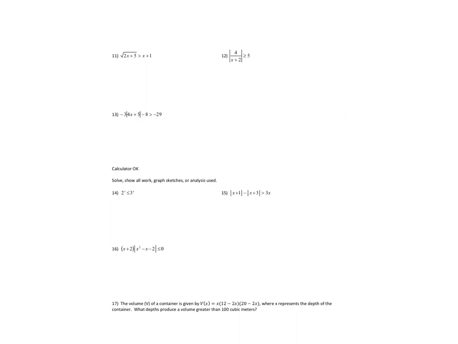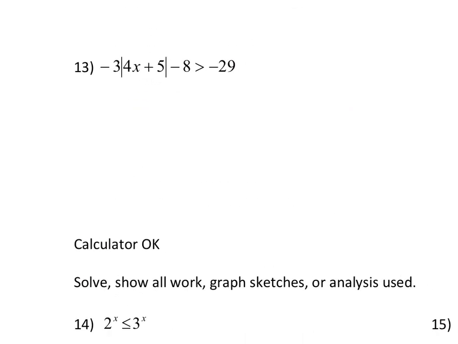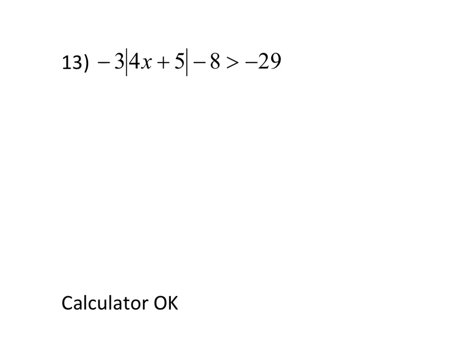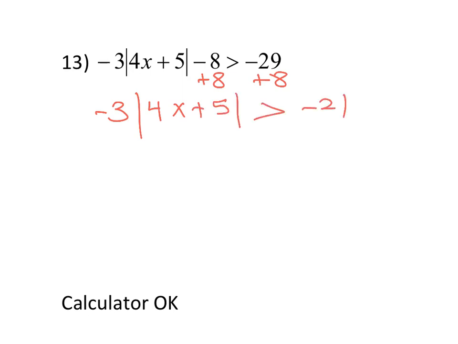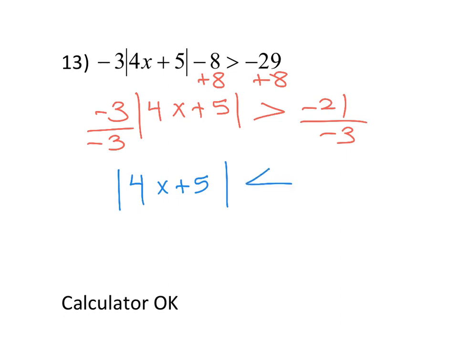Now I would like to do an absolute value inequality with you. So first of all, you need to isolate the absolute value. So negative 3 absolute value of 4x plus 5 is greater than negative 21. Now you divide by negative 3 because you want to isolate the absolute value. And the moment you divide by a negative, the inequality shifts. Negative 21 divided by negative 3, that's a 7.